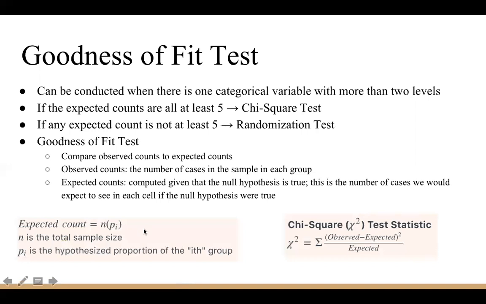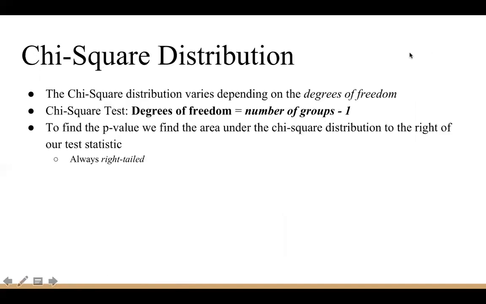And then once you get those, you will calculate your chi-square test statistic, which compares each cell's observed and expected counts. So chi-square distribution, we have T distribution, F distribution, Z distribution. Now we have chi-square distribution. So again, this varies depending on your degrees of freedom. For chi-square test, your degrees of freedom will just be your number of groups minus 1.